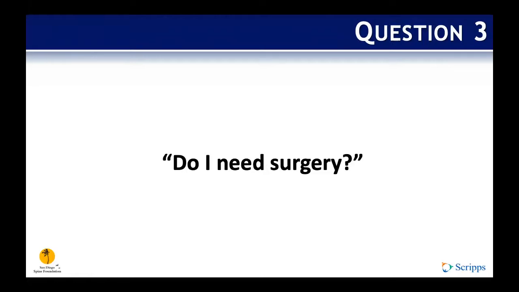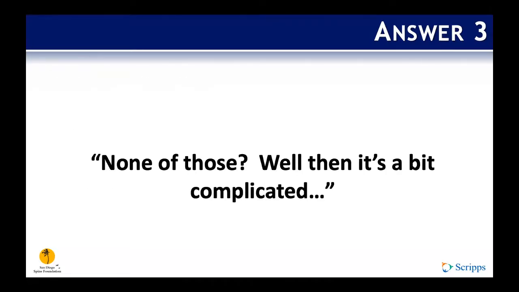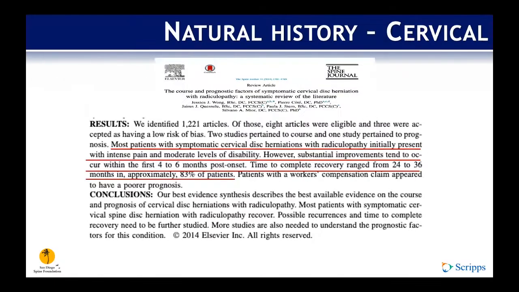So you bring him back to your office and the question is, do I need surgery? Now we're getting into the indications part here, and the absolute surgical indications, what I could see, would be a progressive neurologic deficit, or in the lumbar spine, a cauda equina syndrome type picture. Mr. Jones doesn't have any of those, but it gets a little bit more complicated.